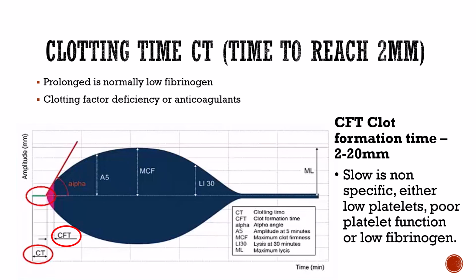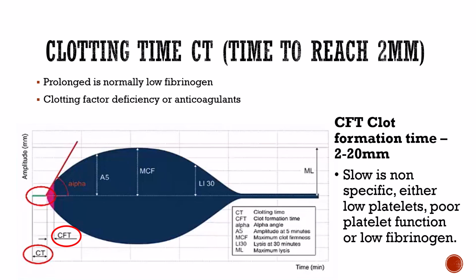The key things to see on this graph. First thing is the clotting time. How long does it take for a clot to actually form? Then you're going to see how long does it take for it to form a clot of any reasonable size. So clotting time is from 0 to 2 millimeters. And then your CFT, your clot formation time, is when it goes from 2 millimeters to 20 millimeters. So that's when you've got a clot of any reasonable size.